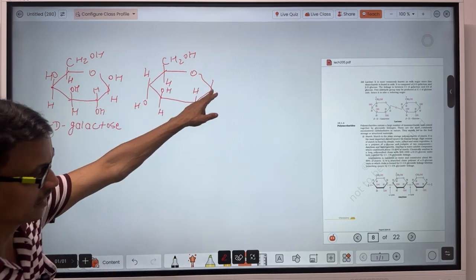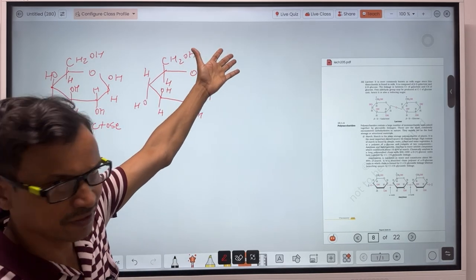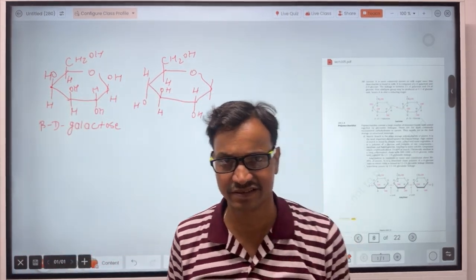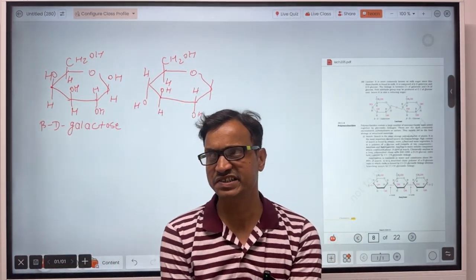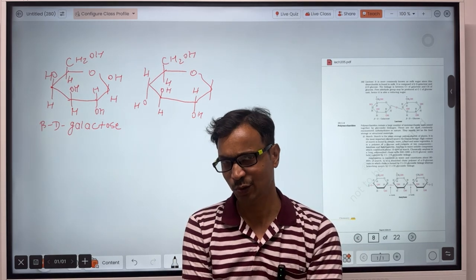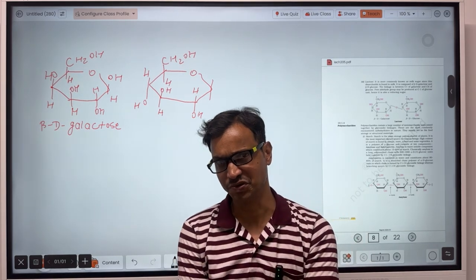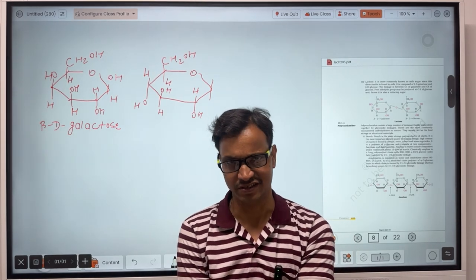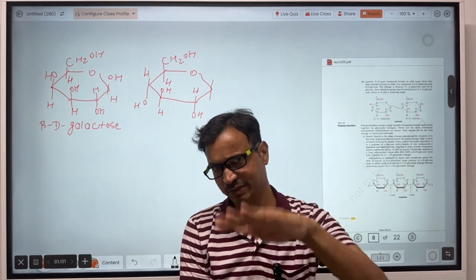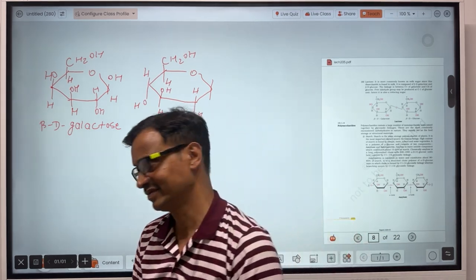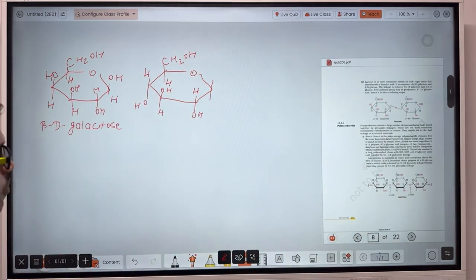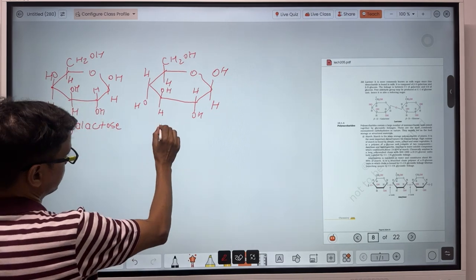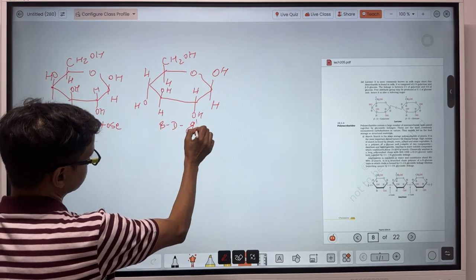It is beta here. So at the first carbon atom, OH will be above and hydrogen below. Alpha and beta only predict whether at the first carbon atom, OH is above or below. Here OH is in beta, D-glucose, so OH will be above. In case of alpha glucose, at the first carbon atom, OH will be below. So here it is beta, so OH will be above. Now, it is beta D-glucose.